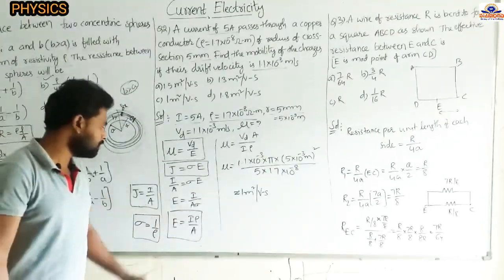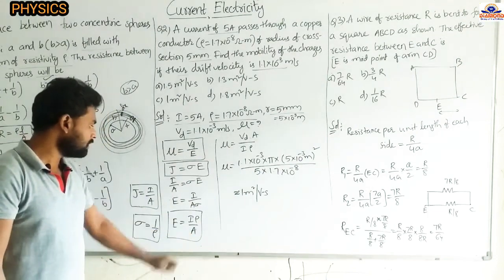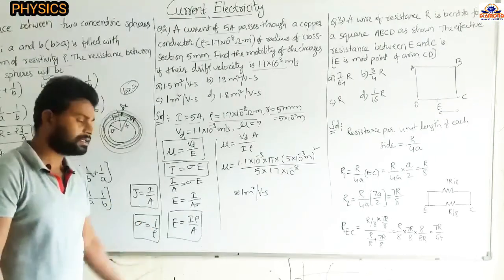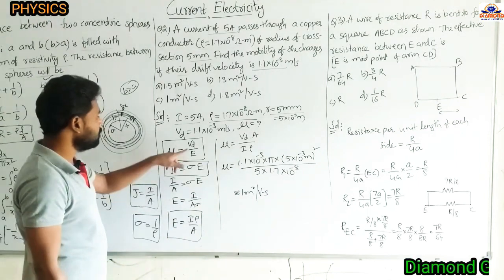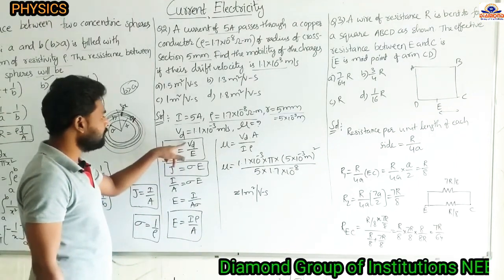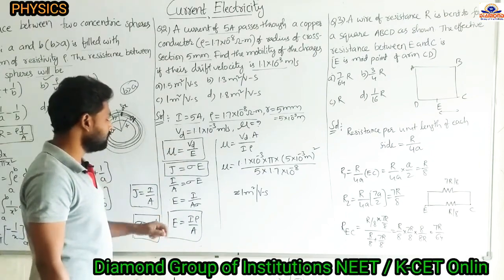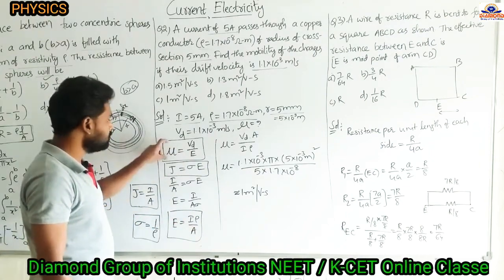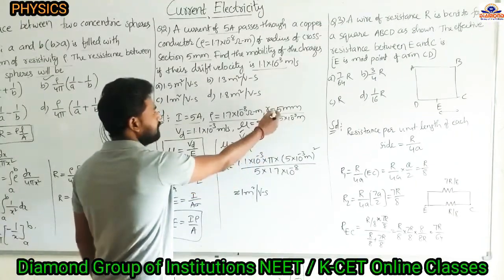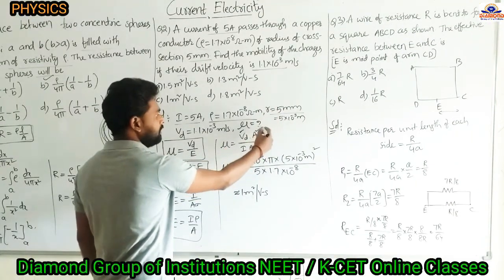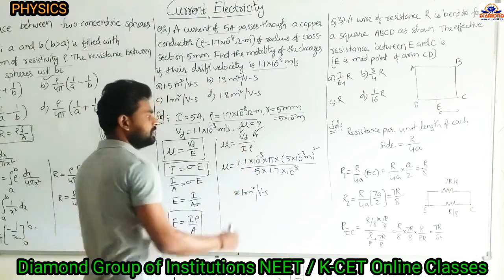I is the current passing through the copper wire, rho is the resistivity of the copper wire, A is the cross sectional area of the copper wire. Now substitute the E value in this formula. We know the drift velocity and we got the formula for E. The radius is given, so the cross sectional area we can find very easily, and current and resistivity are given.